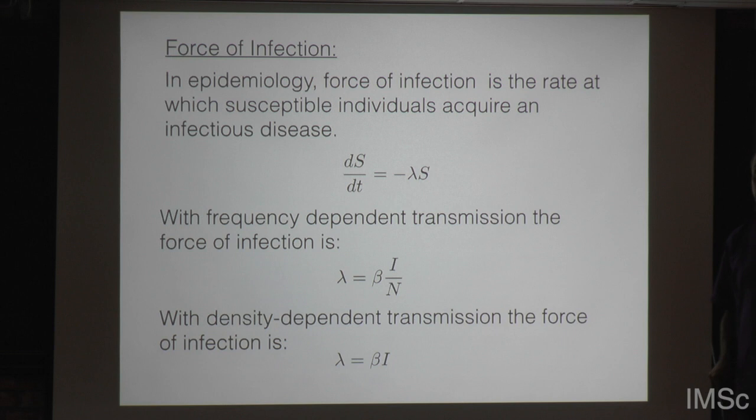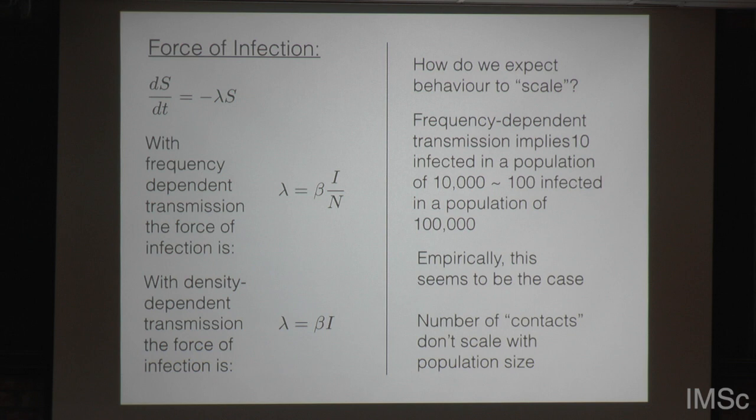So let me see, again, here are the definitions once more. And here you can ask the question, what determines how you will choose between these two alternatives? And that comes down to how you expect behavior to, in a sense, scale with the size of the system. If you had frequency-dependent transmission, that implies that 10 infected in a population of 10,000 is kind of the same as 100 infected in a population of 100,000, because the fraction of infected is the same. 10 in 10,000 is 100 in 100,000, okay?